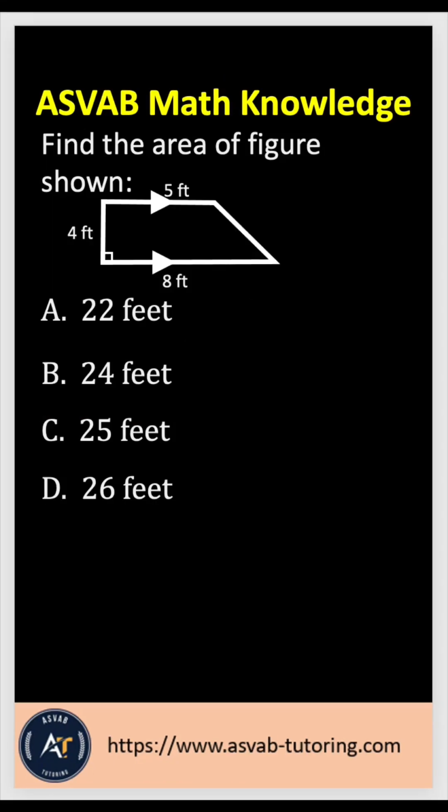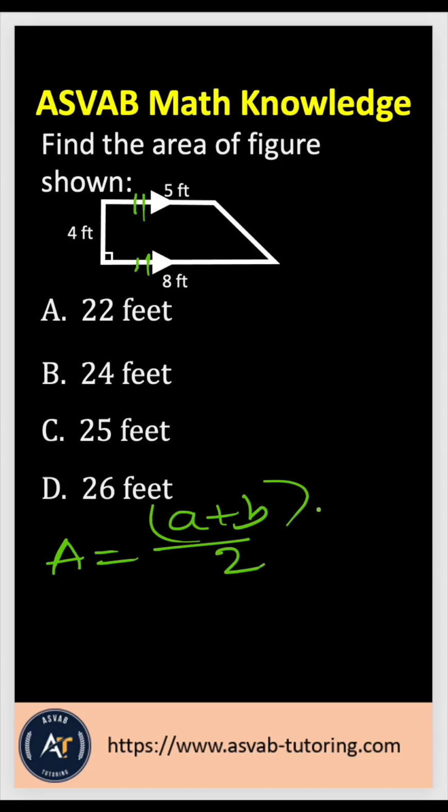The question says, find the area of the figure shown, right? If you look at the figure, that is a trapezoid because it has one pair of parallel sides, right? So if you want to find the area of the trapezoid, you need to know the formula. The formula is area equals a plus b over 2 times h, right? Here a and b are the parallel sides, so you could write this as a and this as b.